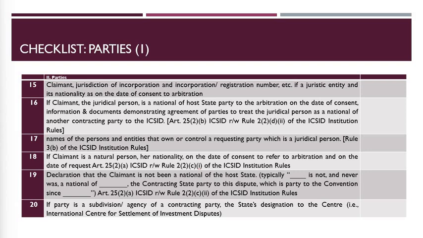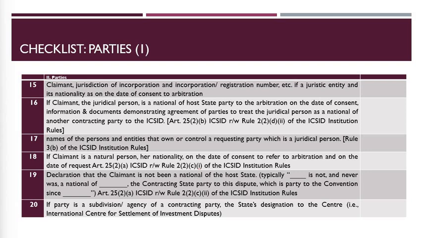Serial number 19 provides for a declaration that the claimant is not a national of the host state. Typically, "___ is not and never was a national of ___, the contracting state party to this dispute, which is a party to the convention since ___." Consistent with Article 25(2)(a) of the ICSID read with Rule 22C(2) of the ICSID Institution Rules.